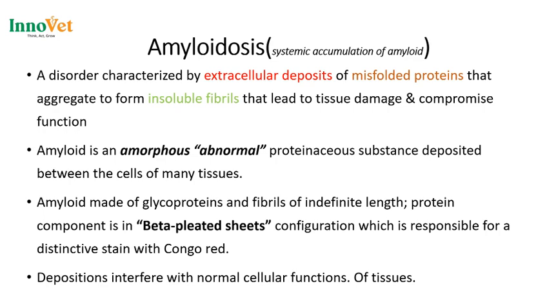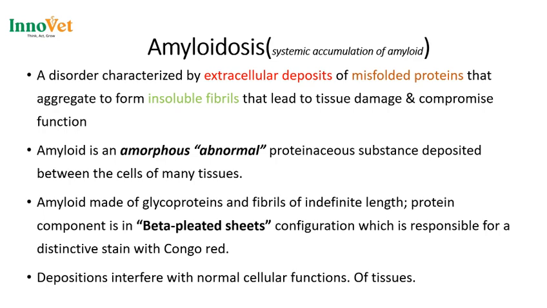So this amyloid is amorphous, which we can as well know as abnormal. It does not have the right form. So it's an amorphous proteinaceous substance that is deposited between the cells of many tissues. In its structure, it is made up of glycoproteins and fibrils of indefinite length. And the protein component is made of beta-pleated sheets.